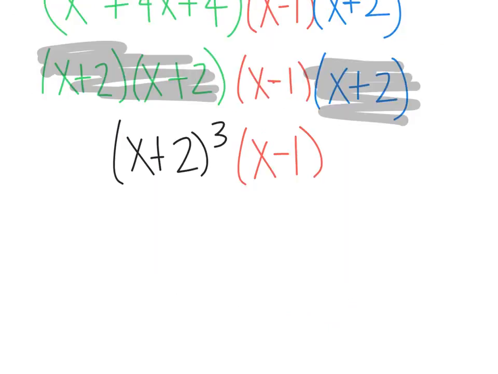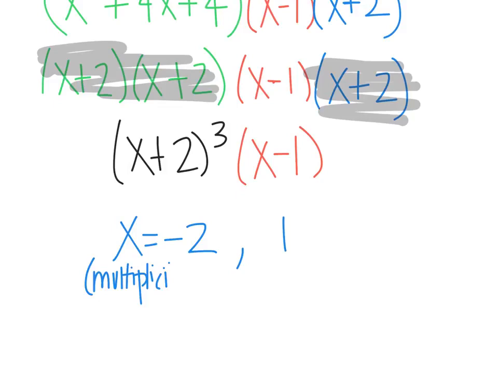So if this is my complete factorization, then what are my actual zeros? What are my solutions? Negative 2 and positive 1. What can you tell me about the one with a negative 2? So that means it has a multiplicity of 3. So negative 2 has a multiplicity of 3.